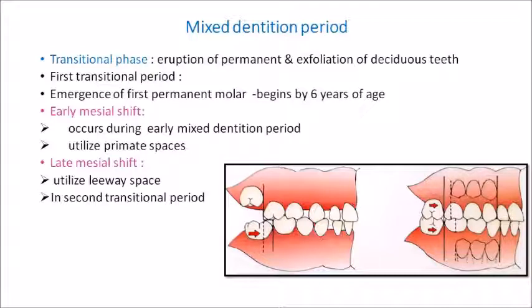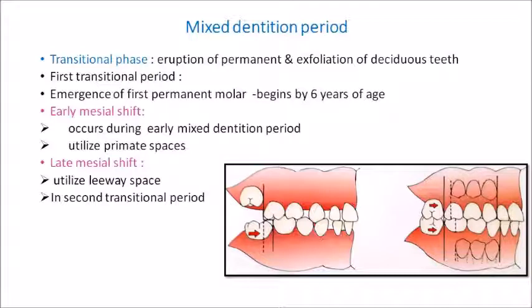So the first permanent molars have to move forward, or move mesially, by around 3 to 5 millimeters so as to come into a class 1 molar relationship. This mesial shift of the molars happens in the early mixed dentition period, that is during the first transitional period, as well as in the second transitional period. When this is happening during the first transitional period or early mixed dentition period, it is called early mesial shift.